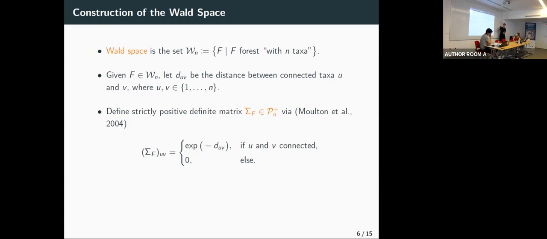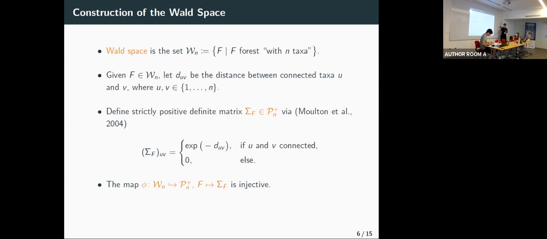And referring to the previous question, to prove that this is strictly positive definite, you make some very mild technical assumptions on the forests. And it's definitely not trivial to show that it's strictly positive definite. But it's very important for us that it is. All right. Now we define this map from F to this covariance matrix sigma F. We define this just to be phi. And so we actually have an injective map from the Wald space, which is up to now just a set, into the strictly positive definite matrices.